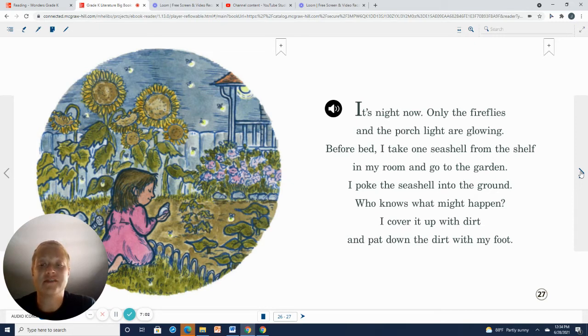So here she is. This is the last event in the story. She's going to try and grow her seashell in the dirt. So we know it's nighttime because we can see the moon in the background, and there are fireflies dancing around. And she's deep into her garden. She's trying to grow that seashell.